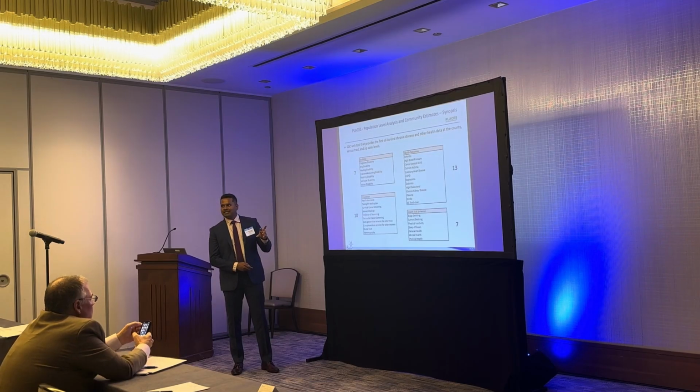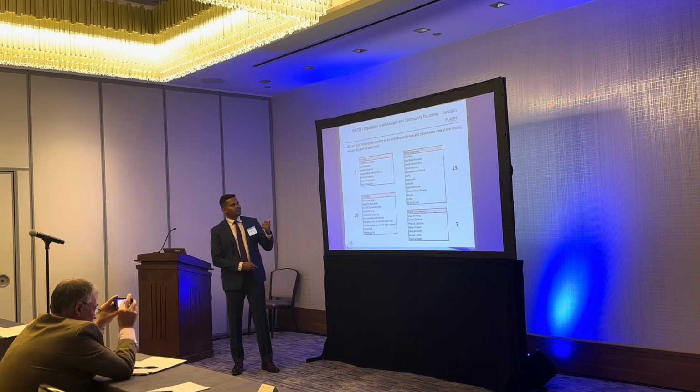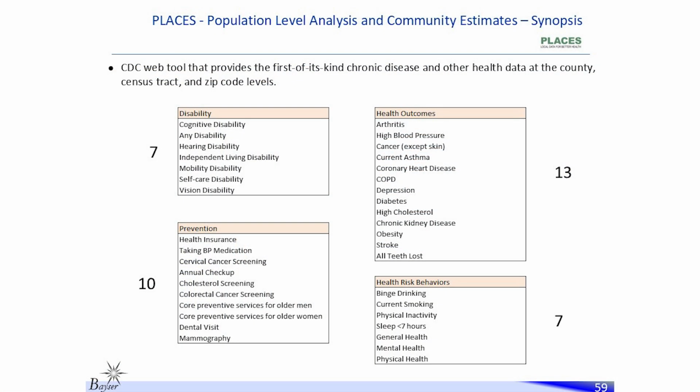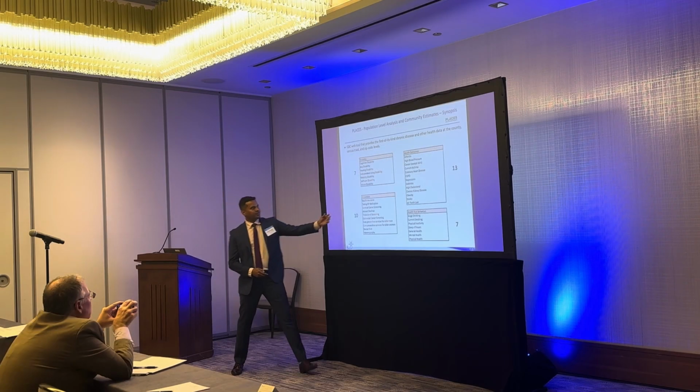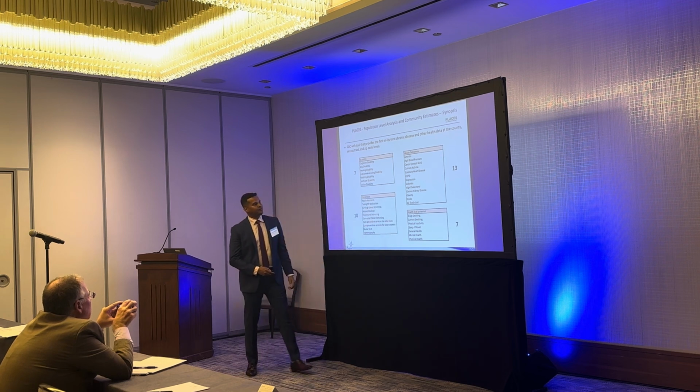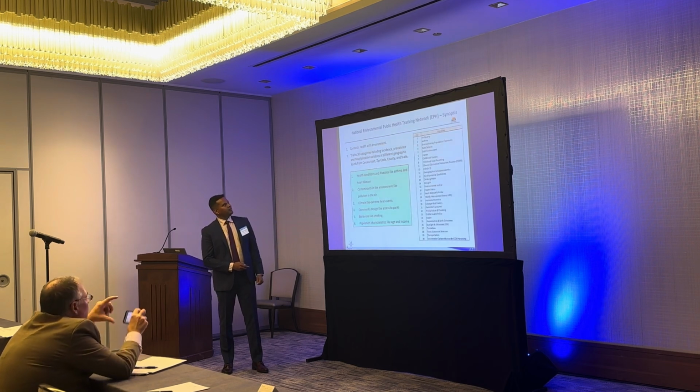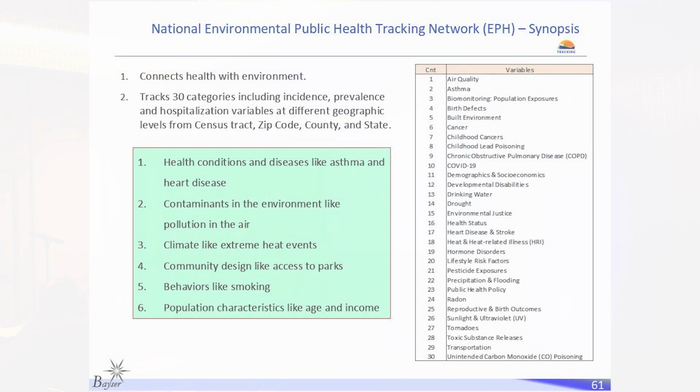And the second one is places. Actually, they launched places with just the cities. And now they've expanded to county, census tract, and zip code. They break it out by health outcomes, disability prevention, risk factors. I think the most interesting one is the health outcomes. And we broke down health outcomes by the disease state as well, and by zip.